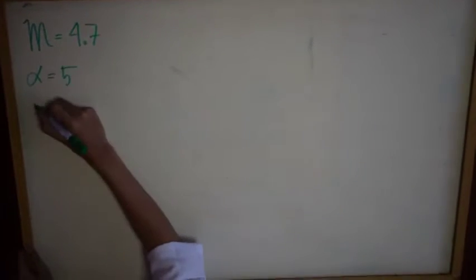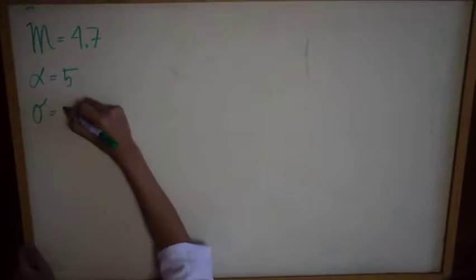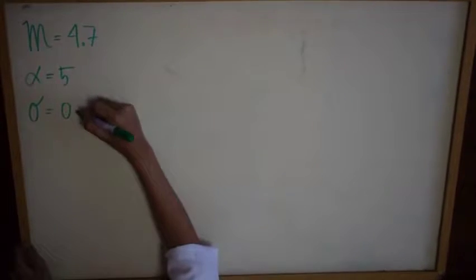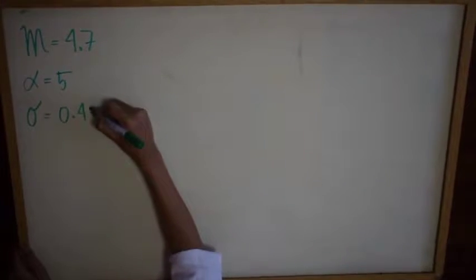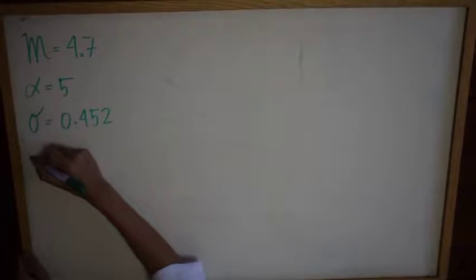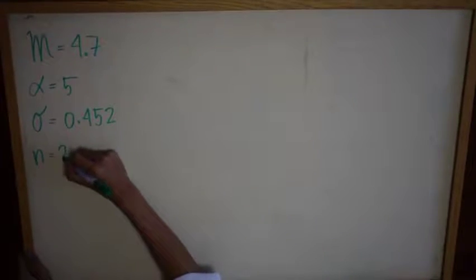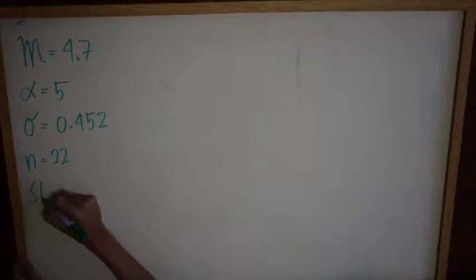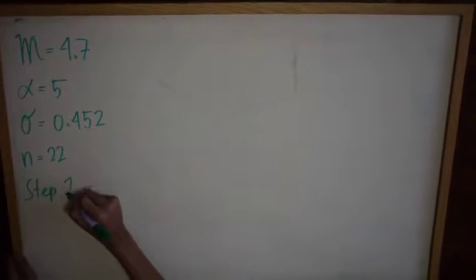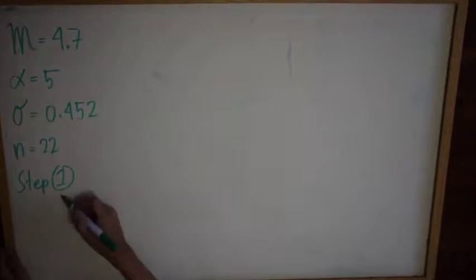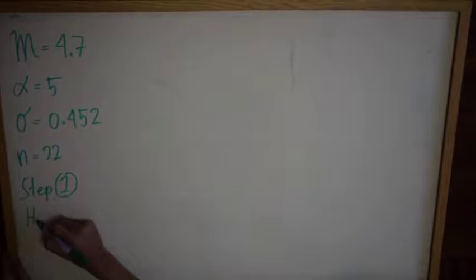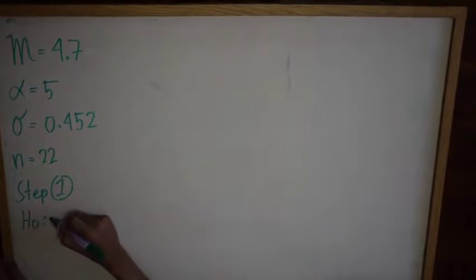We have a given mean which is equal to 4.7. We have a given x which is equal to 5. Our standard deviation is equal to 0.452, and our n is equal to 22. Step 1. We need to find the probability of the sample mean, that mu is not equal to 4.7 and mu is equal to 4.7.